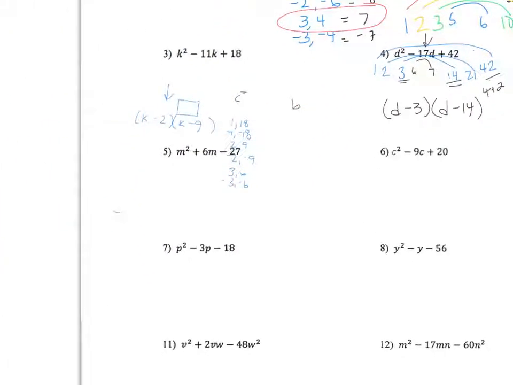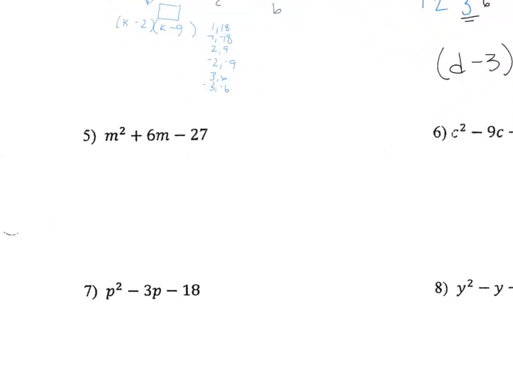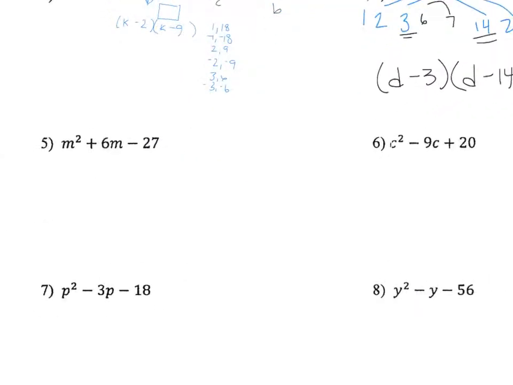Okay, then number 5. Factors of negative 27 that add up to positive 6. If this is a negative number, it means that one number has to be negative and one has to be positive. So I'm going to do my m and my m. So what are two numbers that you multiply and you get negative 27?